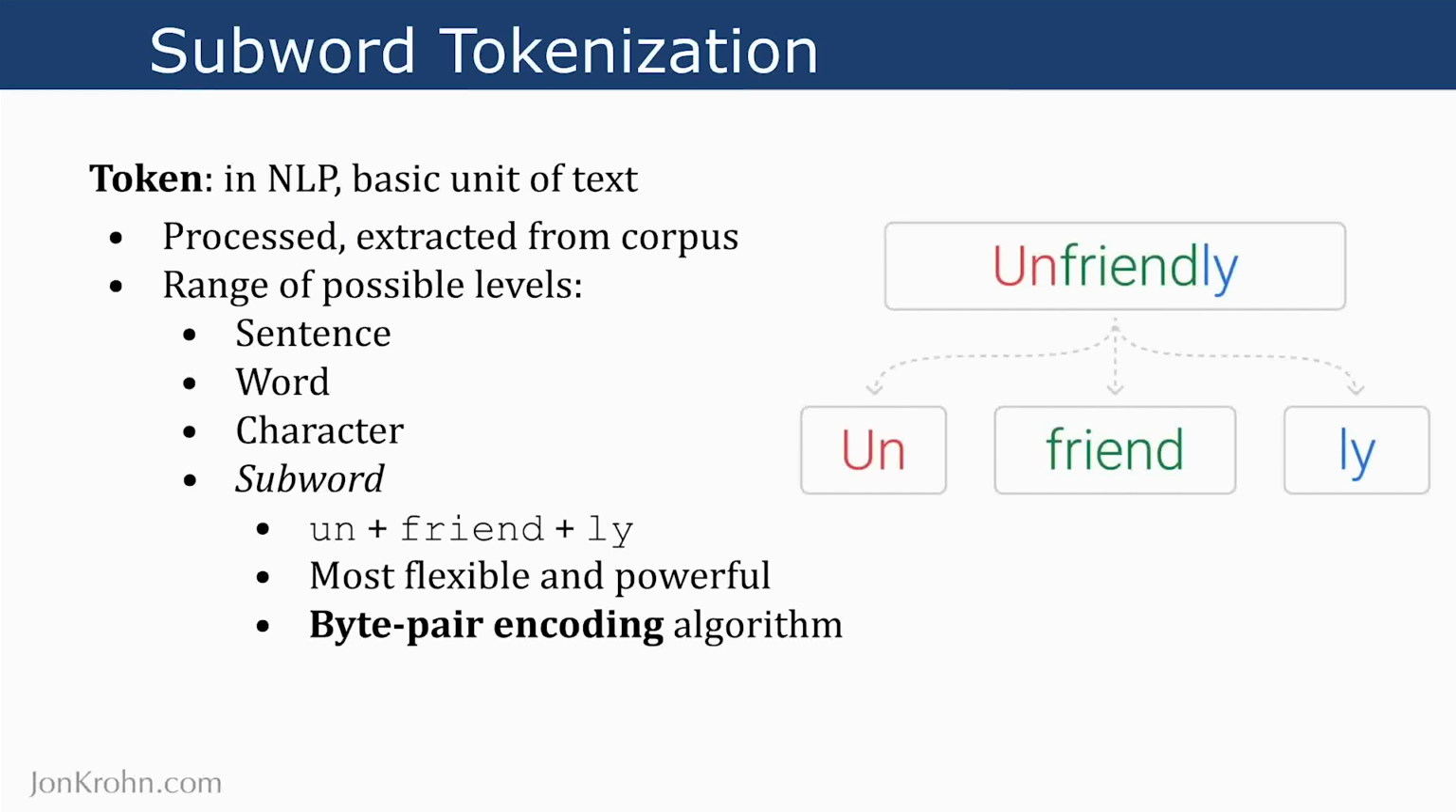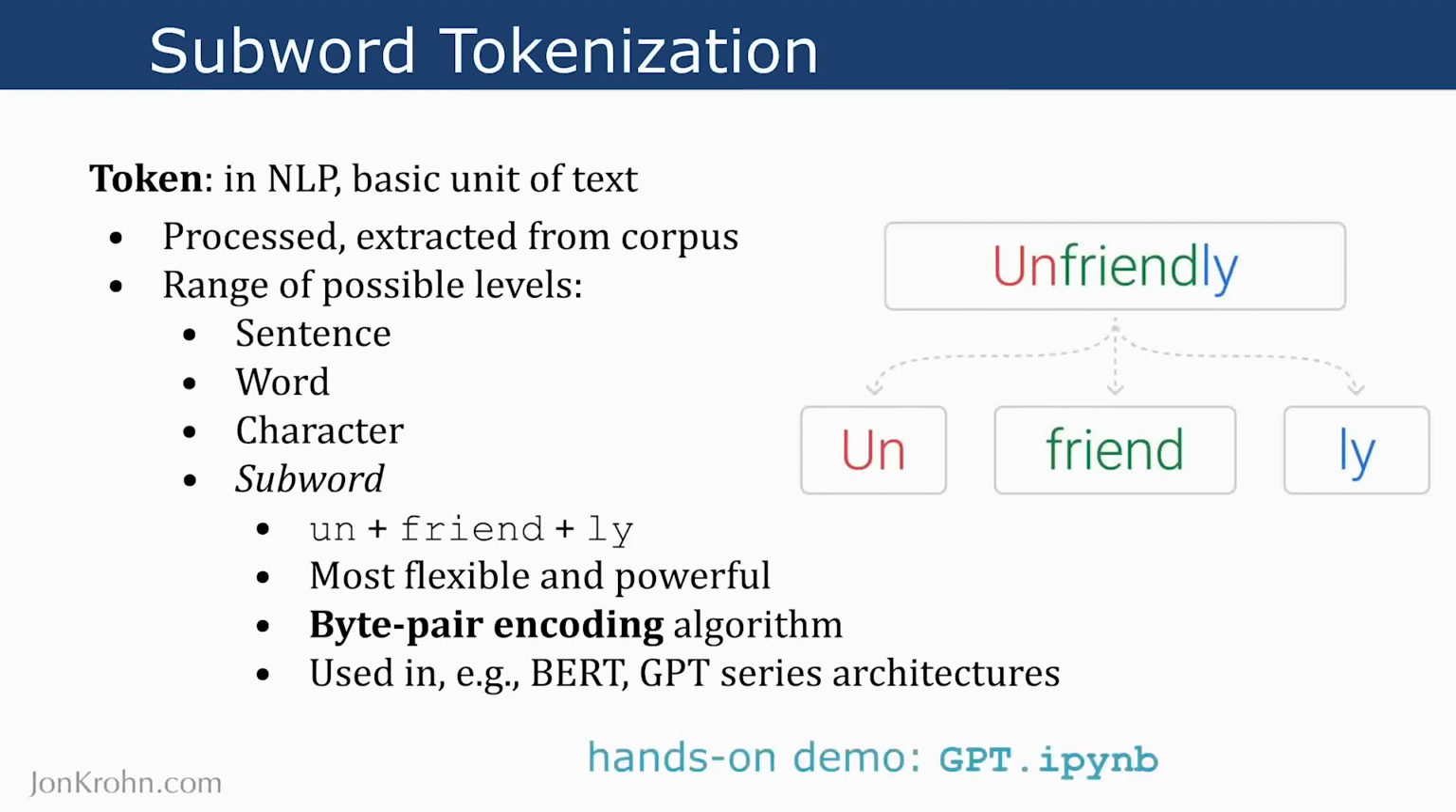This is the most flexible and powerful approach, and a really common way to do it is by byte pair encoding, which I don't really have time to go into, but you can read about more on your own time or just ask GPT-4 about it. And byte pair encoding is used, for example, in BERT and GPT series architectures, which I'll be talking about momentarily.